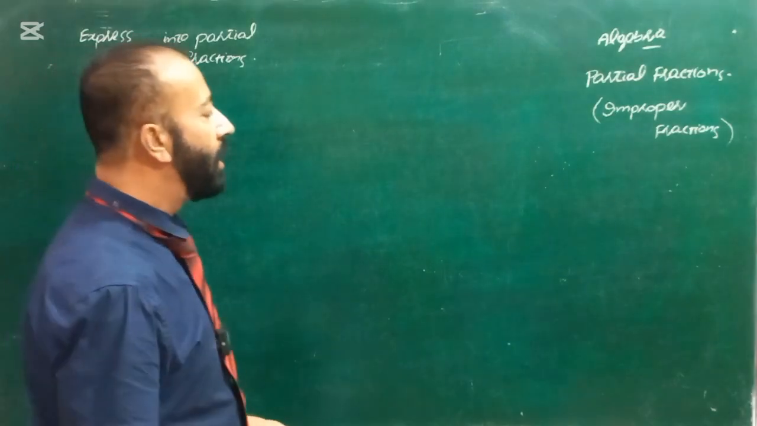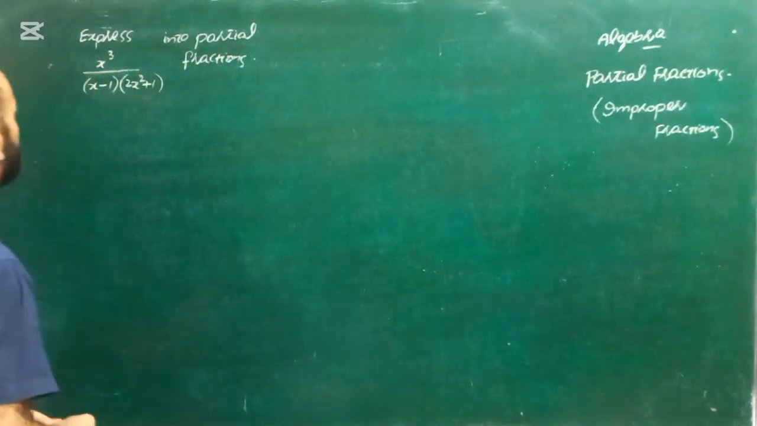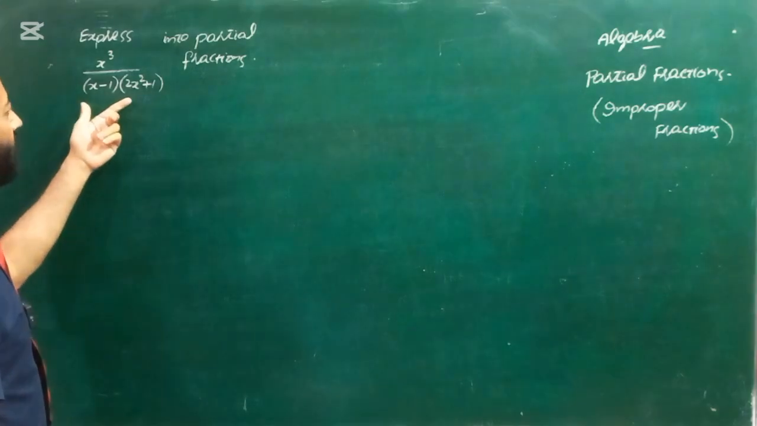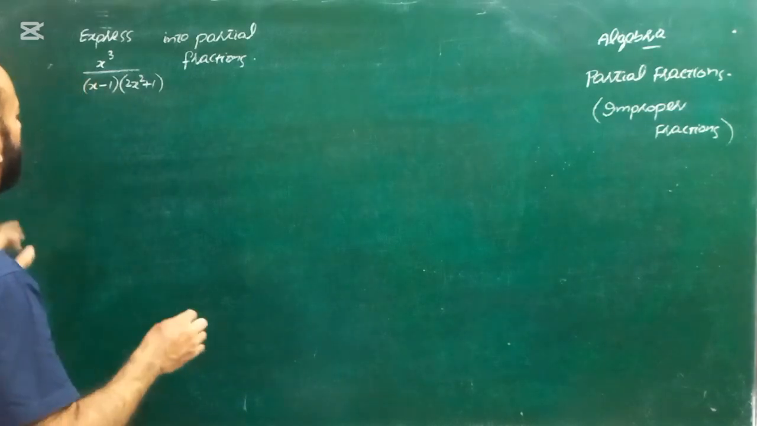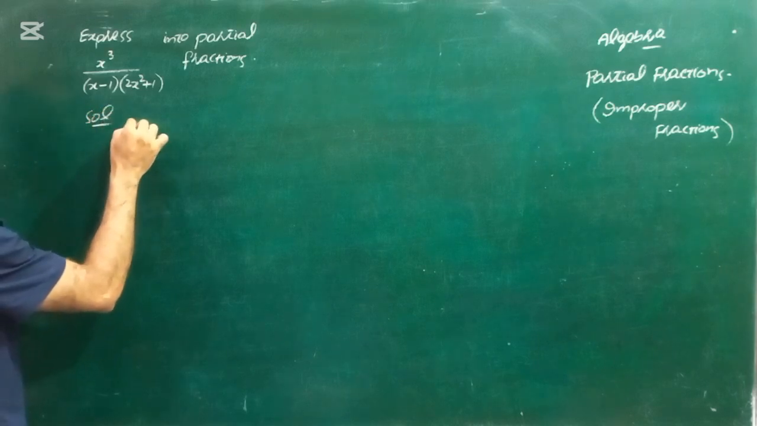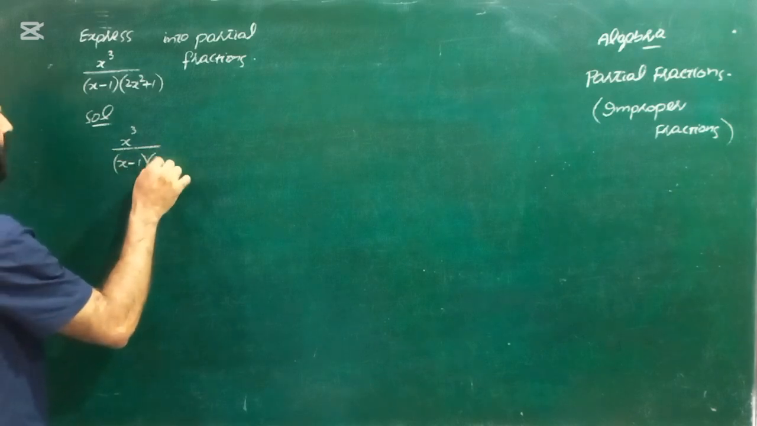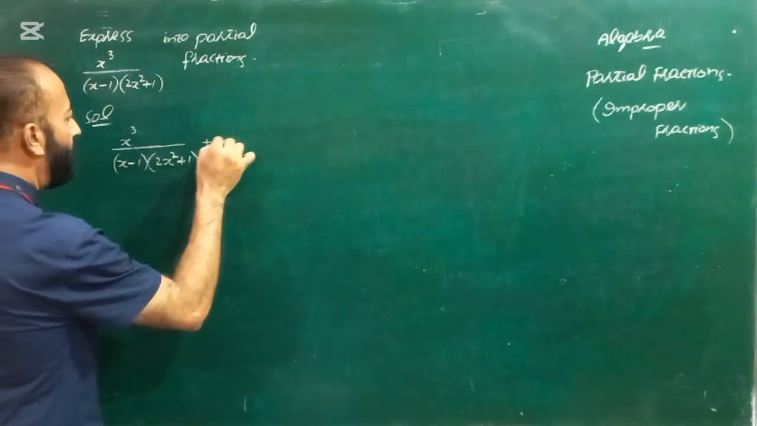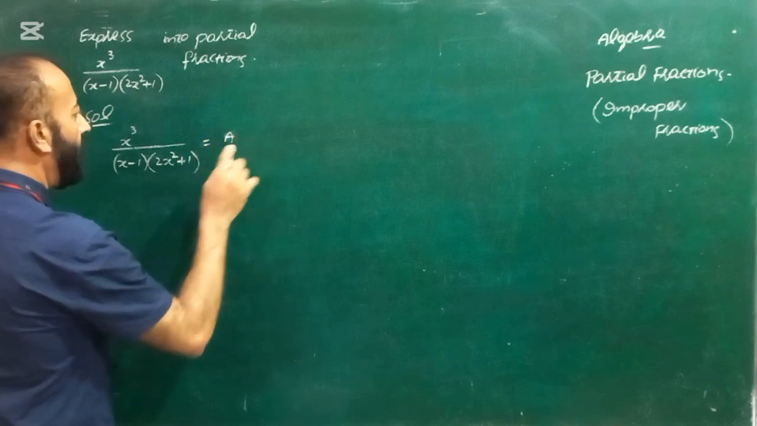Here is another question in this category, improper fractions of partial fractions. You can see the maximum power of the variable in the numerator is equal to or greater than the maximum power of the variable in the denominator. So this is an improper fraction. The method will be again the same. So x cube over (x minus 1) into (2x square plus 1). The first alphabet will be written alone because this is an improper fraction.